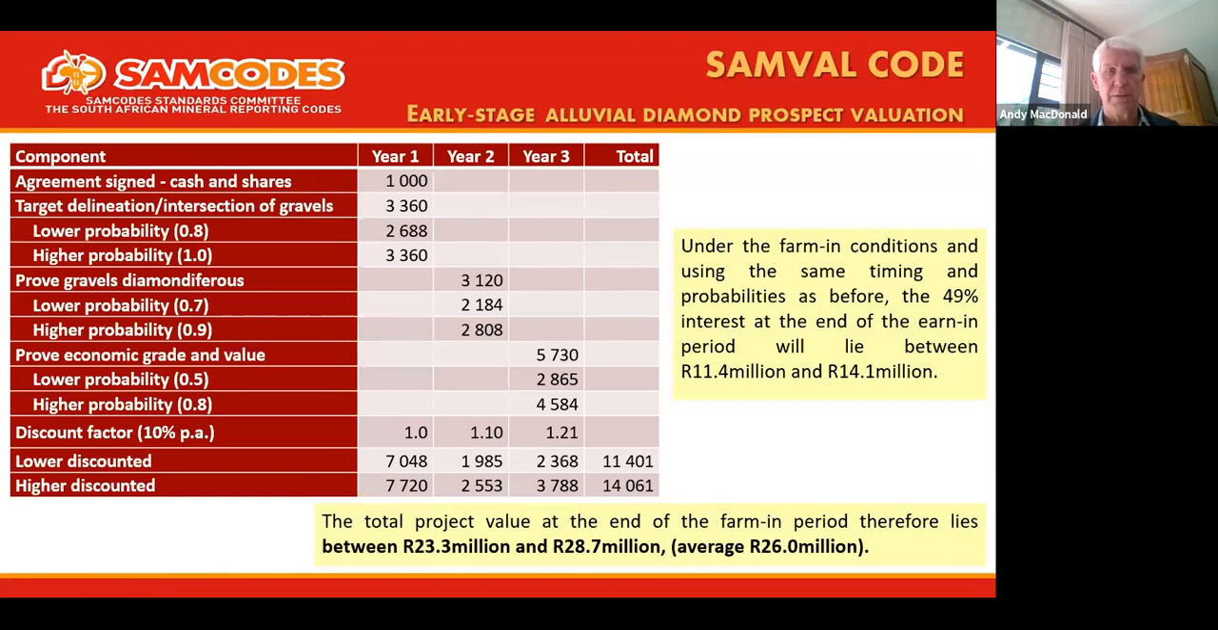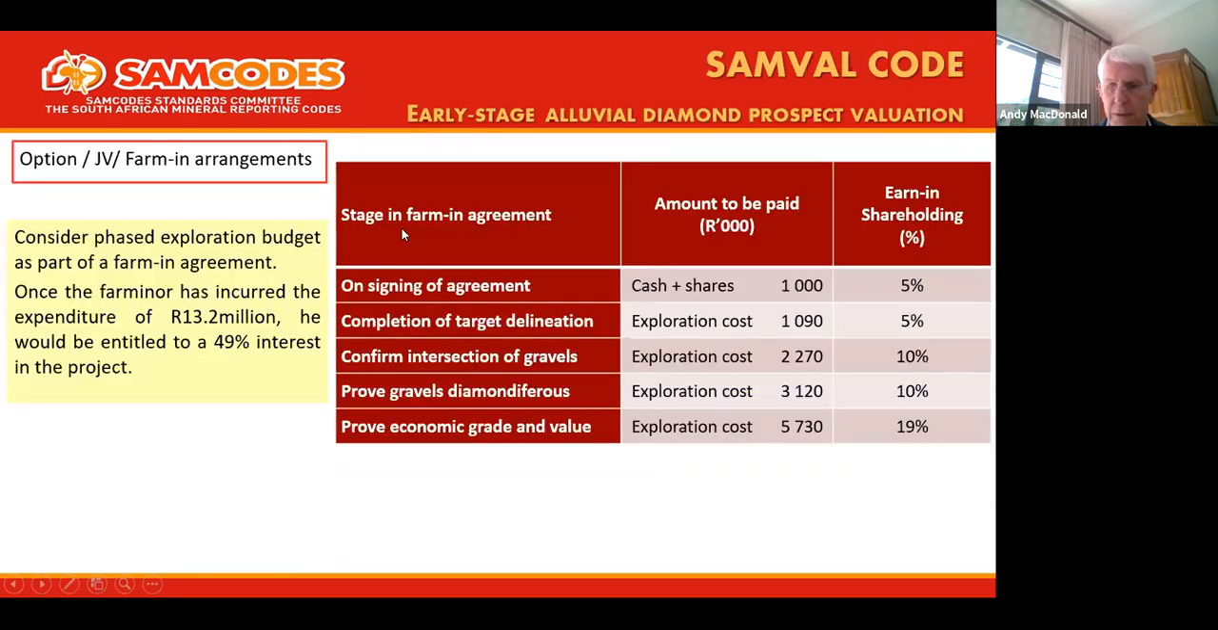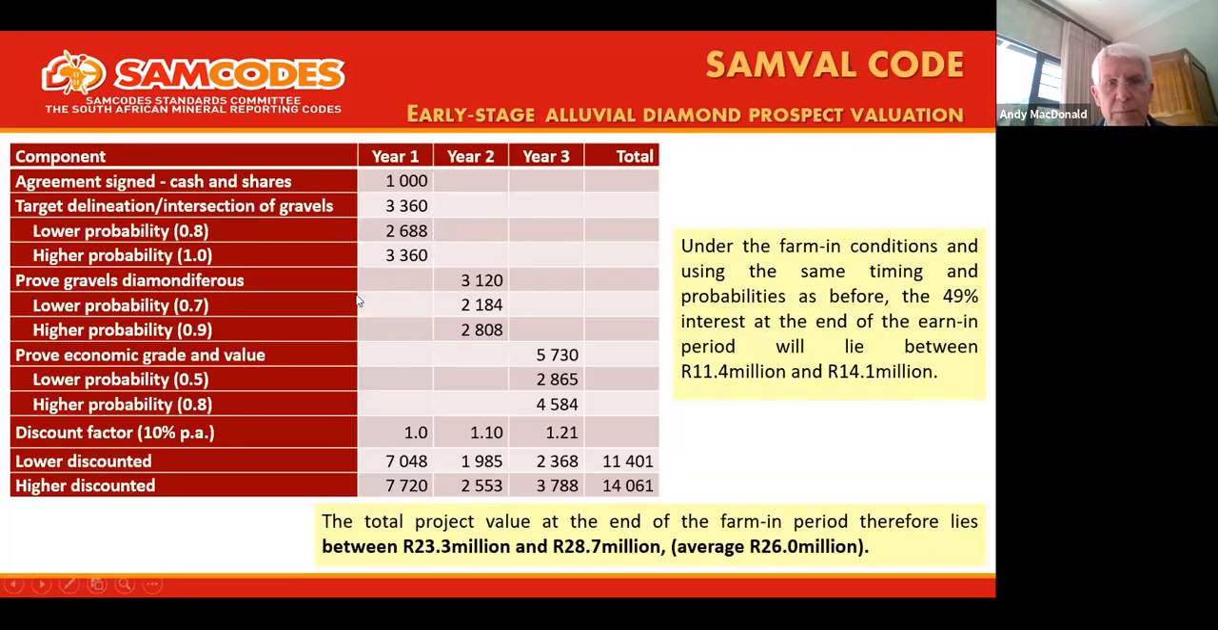So here's the expenditures. We've got probabilities of success at each stage, 0.8, 0.1. These are the same probabilities we applied previously. And applying those to the expenditure, giving these lower and higher discounts, the lower probability, the higher probability of that number.